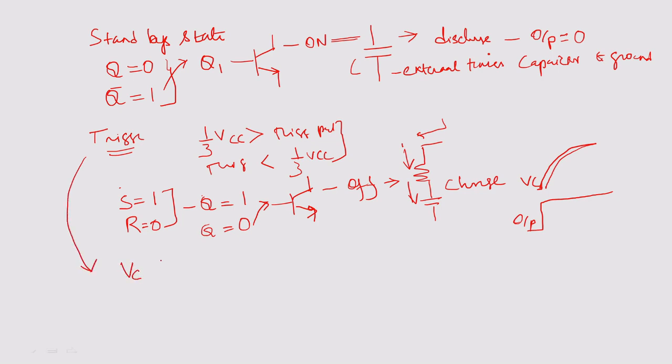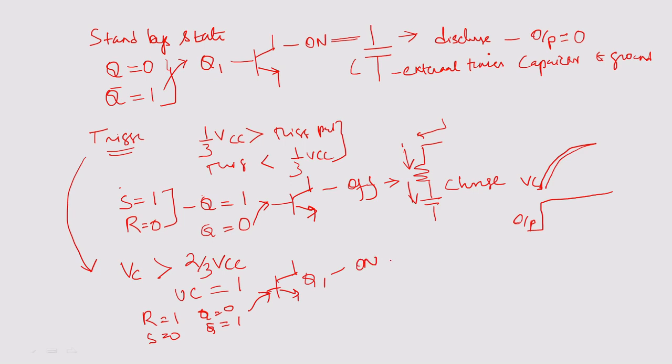If your capacitor voltage is greater than 2/3 of your VCC, what happens? At that time your upper comparator will be on. That means R will be 1, S will be 0. We know that if R is 1, Q will be 0 and Q bar will be 1. That means this is connected to the Q1 transistor. So Q1 will be on, and on means the capacitor will be connected to the ground, so it will discharge.